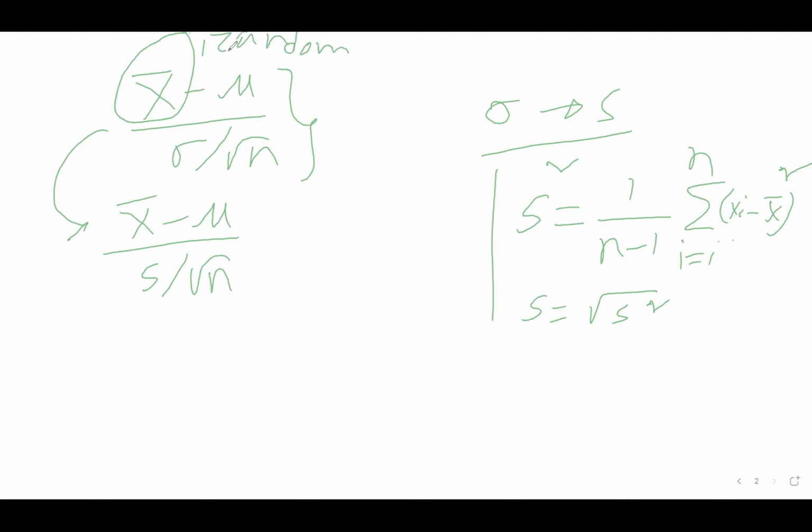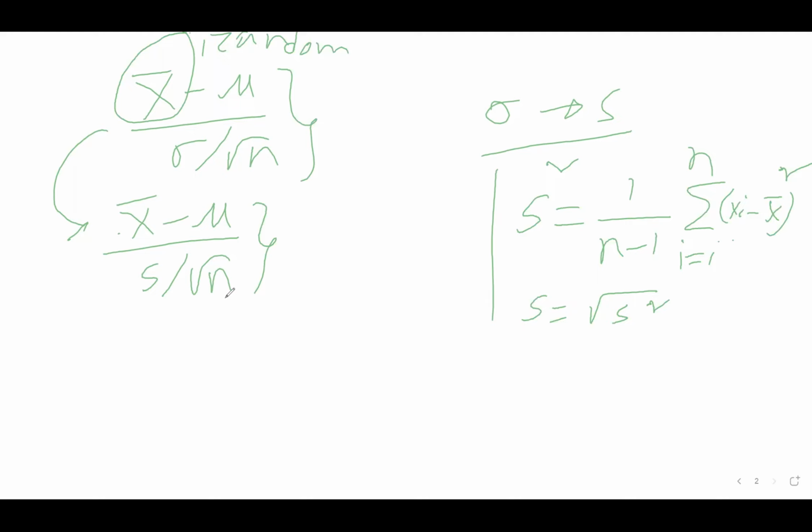The other values were fixed. Mu was fixed, sigma was fixed, n was fixed. Now we have two random variables. X bar is random and S is also random. Since X bar is random, it has some distribution. And since S is also random, it also has some distribution. So this is actually the distribution ratio. This is the ratio of two distributions.